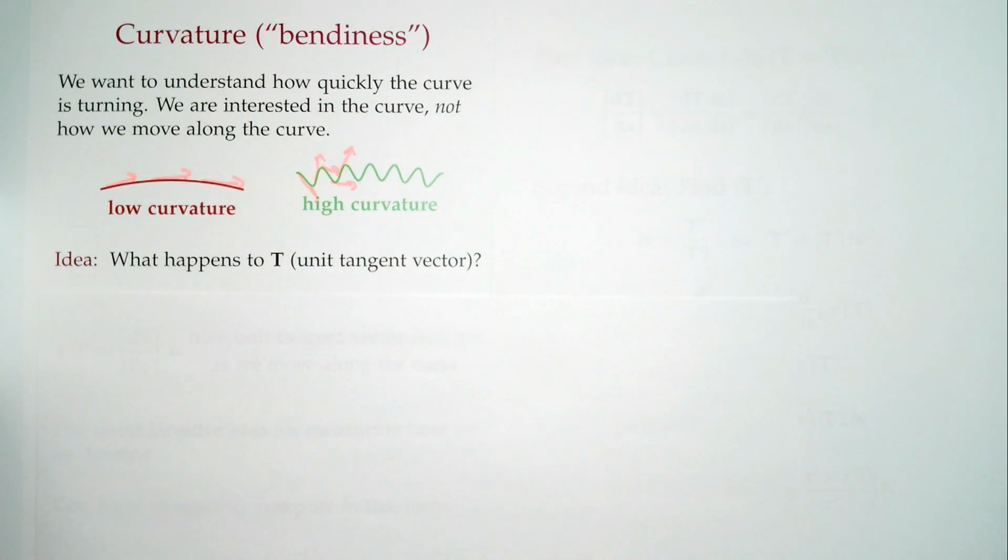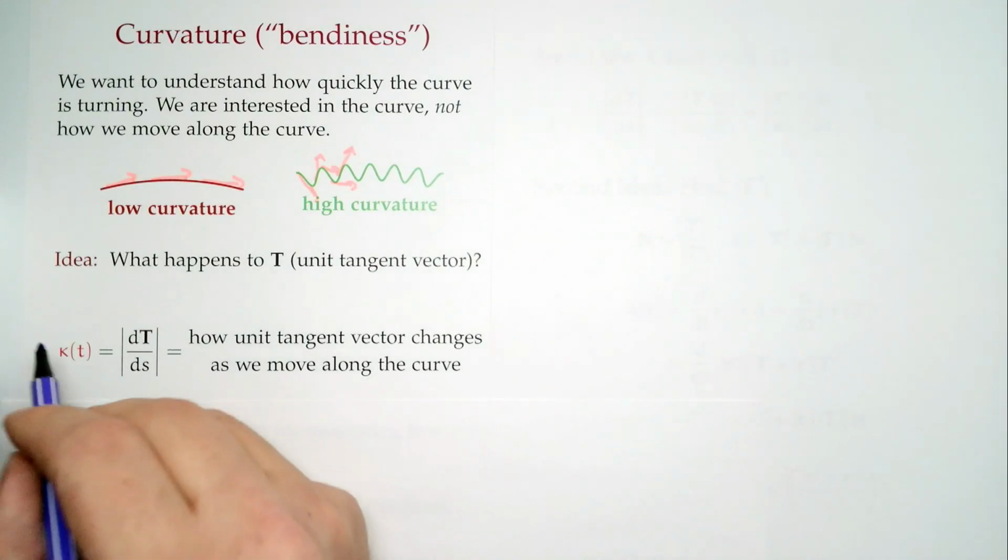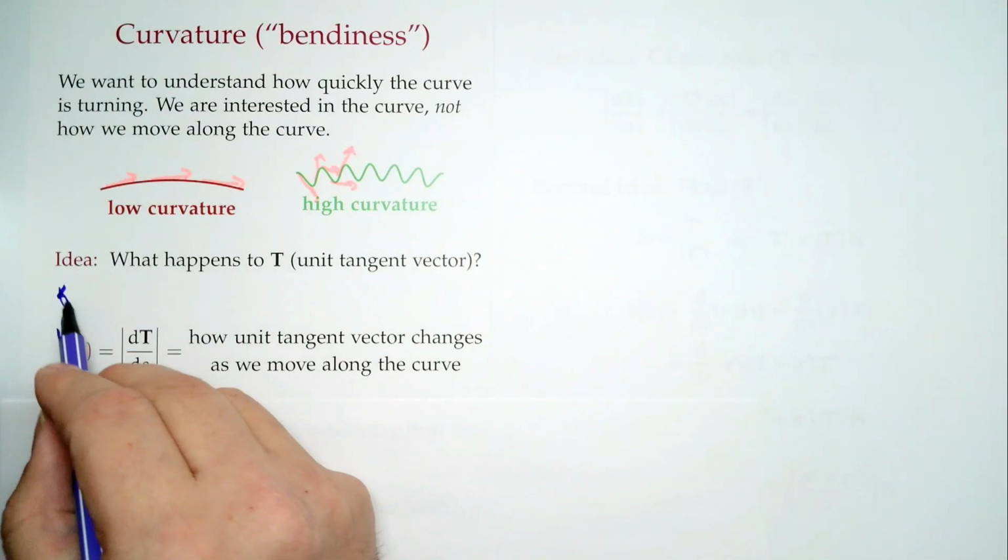So here's going to be our measurement. How much is the direction of the tangent vector changing? We're going to call that curvature, and we're going to denote it by the symbol kappa. I know that looks like a K, but that's really a kappa. So here's kappa. Okay, I'll spell it for you. Kappa.